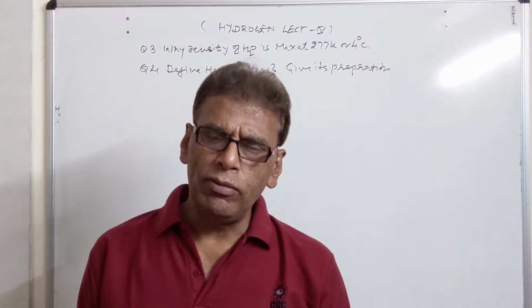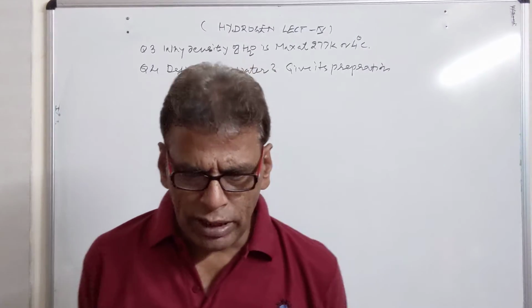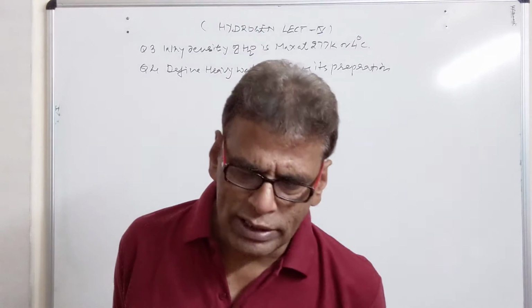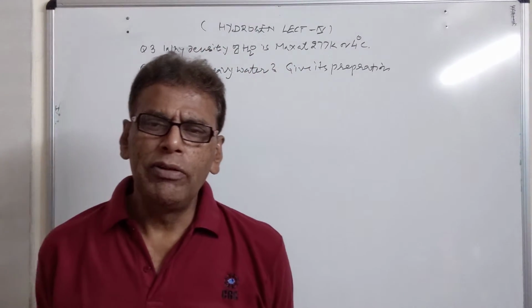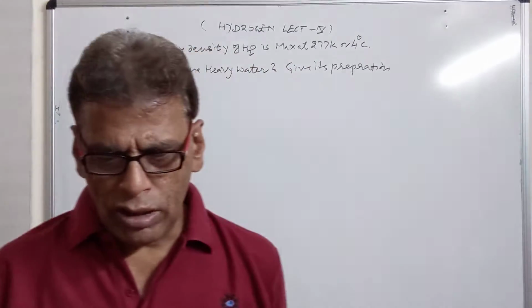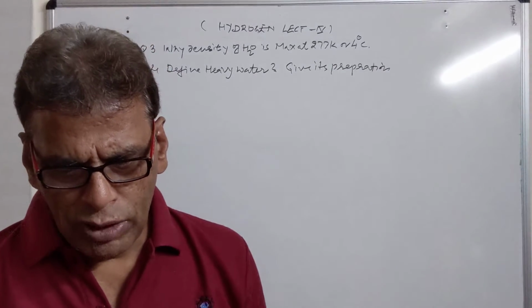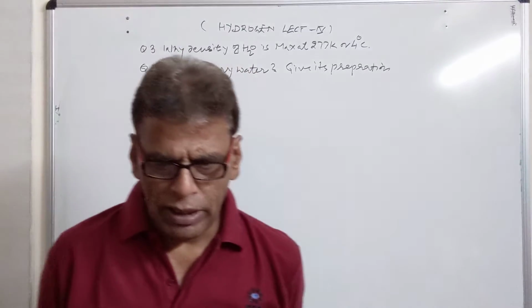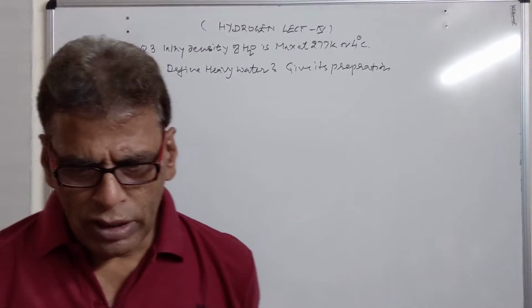The monoxide of deuterium, D2O, is called heavy water, and it has been seen that ordinary water contains very little heavy water. If we take 20,000 liters of ordinary water, only 1 liter of heavy water will be there. So this can be prepared by the electrolysis of ordinary water.